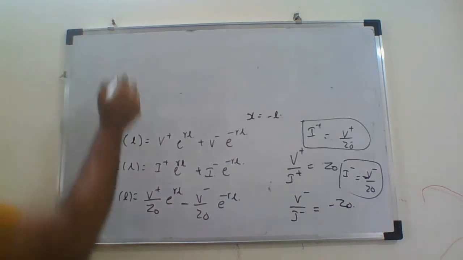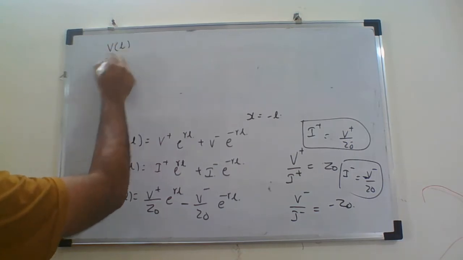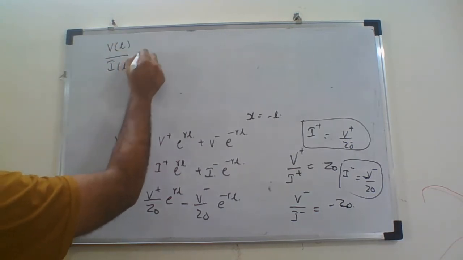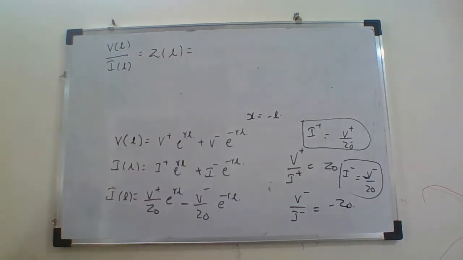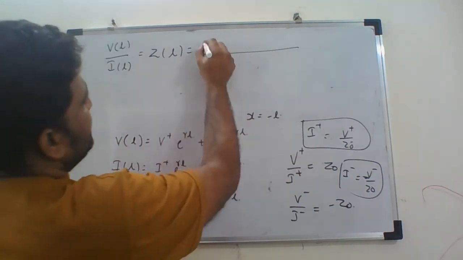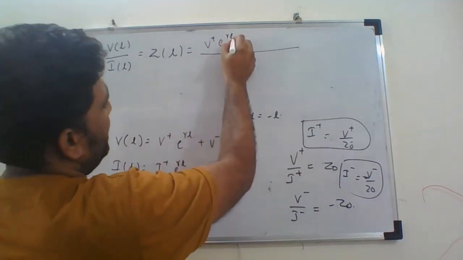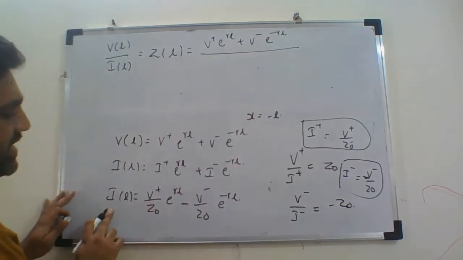Now let us take the ratio of voltage to current. So V of l by I of l is nothing but the impedance Z of l. Impedance is the ratio of voltage to current. So I get Z of l is equal to V of l, which is V plus into e power gamma l plus V minus into e power minus gamma l, divided by I of l.